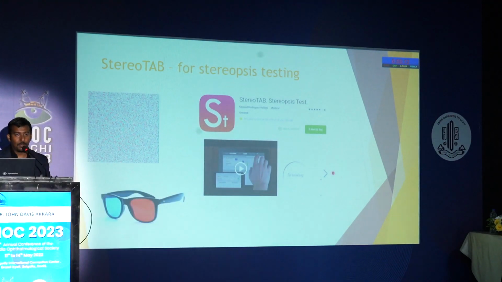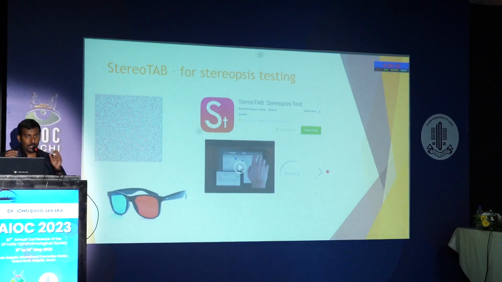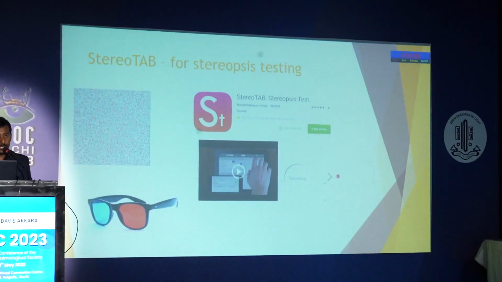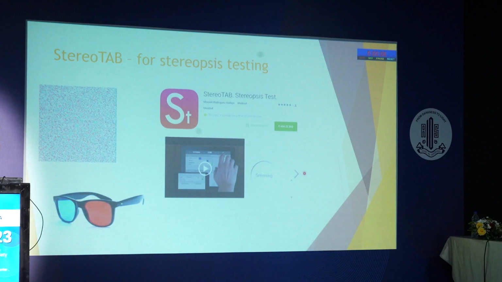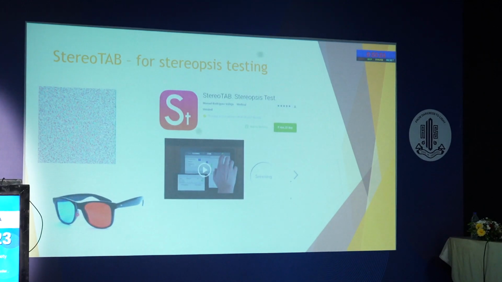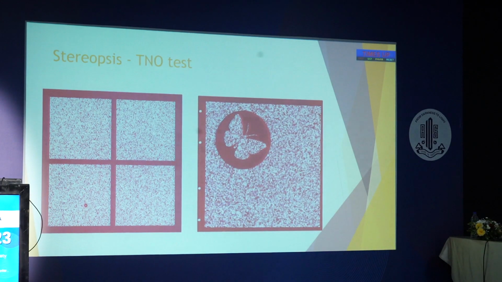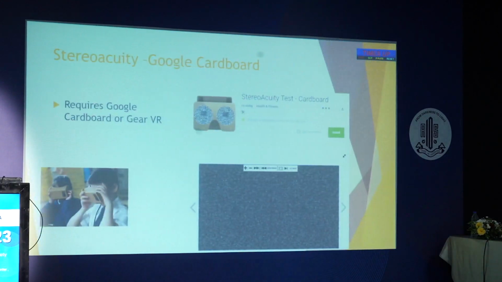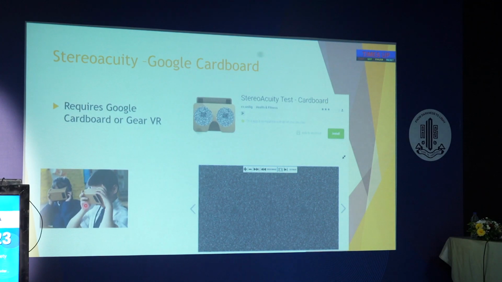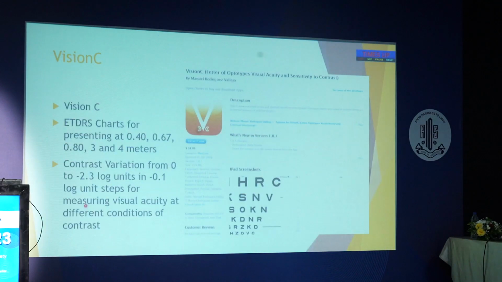Without the expensive Titmus fly test and the TNO test and all that, you can just use this free app and the red-blue color glasses. These glasses are available for 200 rupees or something. Go to Amazon, search for red-blue color glasses, and you can do the stereopsis test, the TNO test with the red-green color glasses as well, the Armstrong glasses. You can also do it with Google Cardboard with the stereo acuity test.